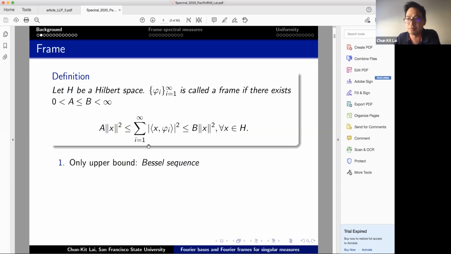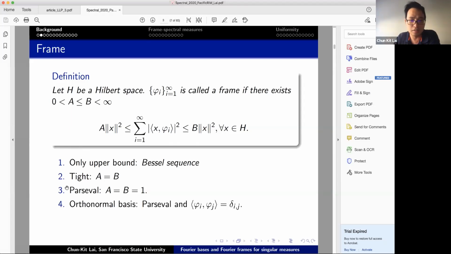Let's also set up some terminology. If we just have the upper bound, the set is called a Bessel sequence rather than a frame. It may happen that A is equal to B, then you have equality. In that case, it is called a tight frame. And if A equals B equals 1, then you have the Parseval identity, so it is called a Parseval frame. But a Parseval frame may not be an orthonormal basis, because you may imagine you have two orthonormal bases added together, it becomes a two-tight frame, but then you normalize, so it becomes a Parseval frame.